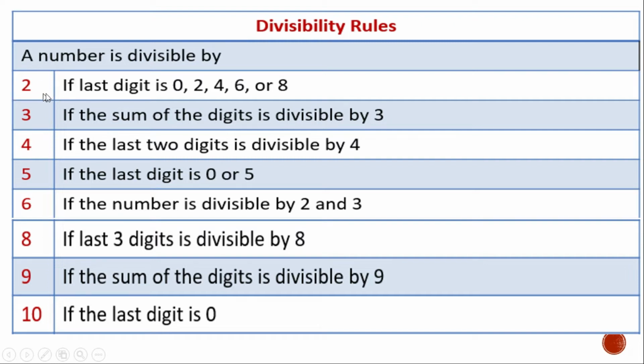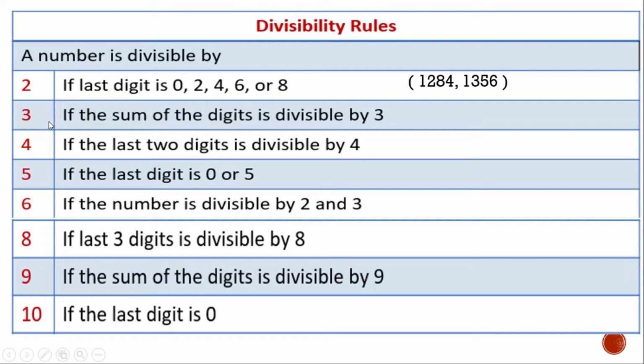Rule for 2. If last digit is 0, 2, 4, 6 or 8, what does it mean? Yes, it is an even number. So, if the last digit is an even number, then you can say the given number is divisible by 2. See this example, the last digit, which is in ones place. So here 4, here it is 6. So these two numbers are divisible by 2.